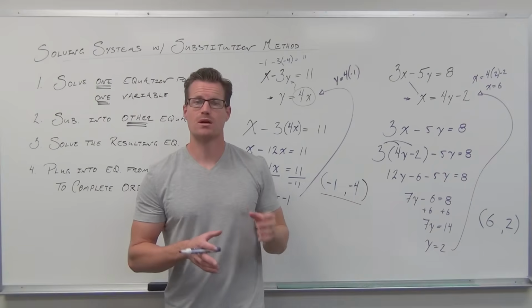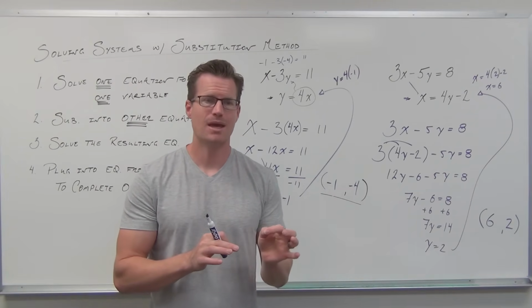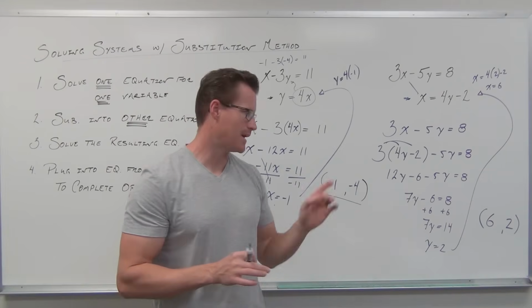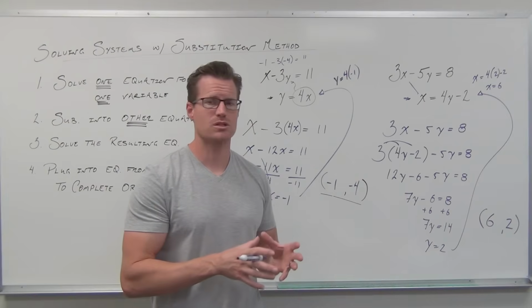I know that point is on both lines. If a point is on both lines, it must intersect at that point. That's the point of intersection. That's the solution to our system of linear equations. That's where we're going to stop right now.